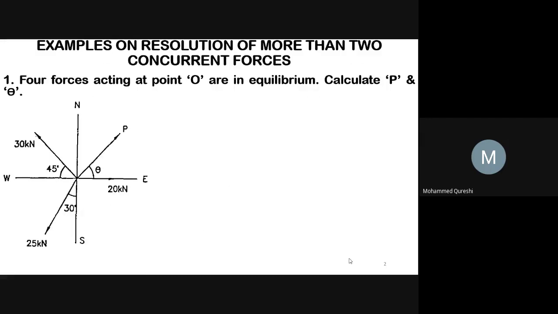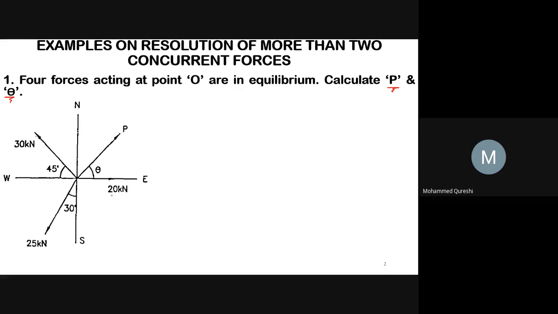Four forces acting at point O are in equilibrium. Since the system is given in equilibrium, the summation of all the horizontal forces and the summation of all the vertical forces will be equal to 0. Hence your resultant will be 0. So calculate P and theta for the system.